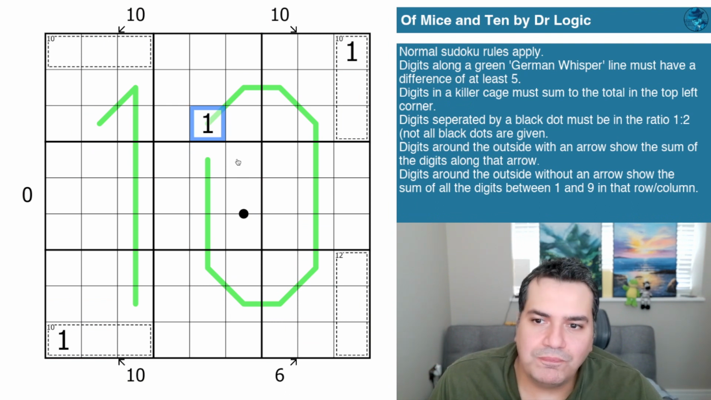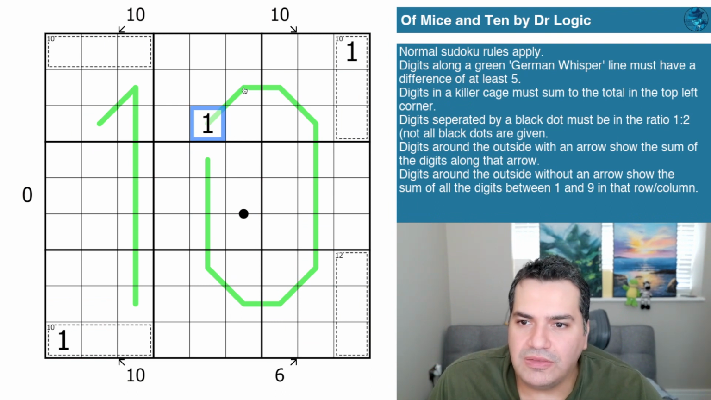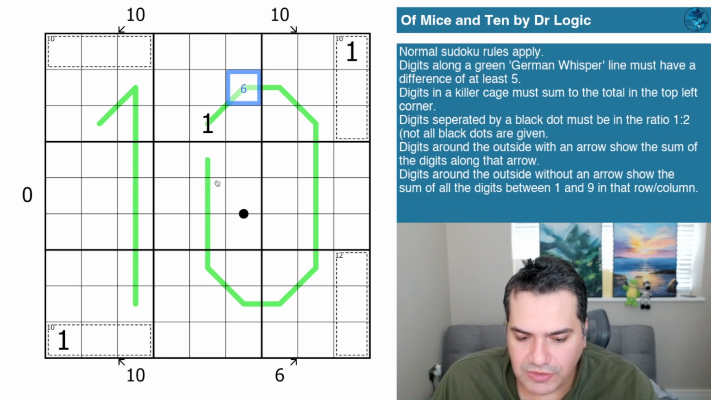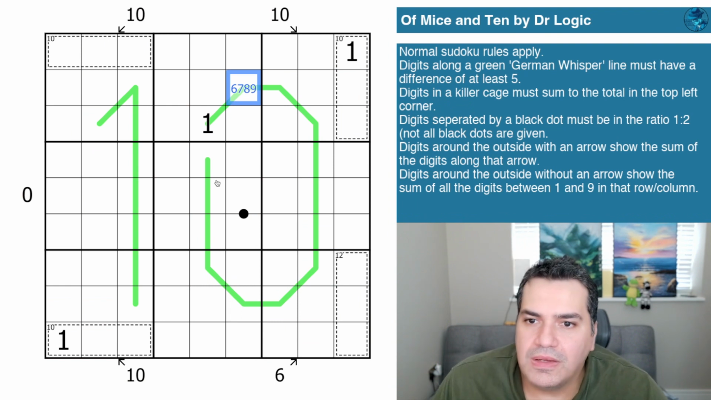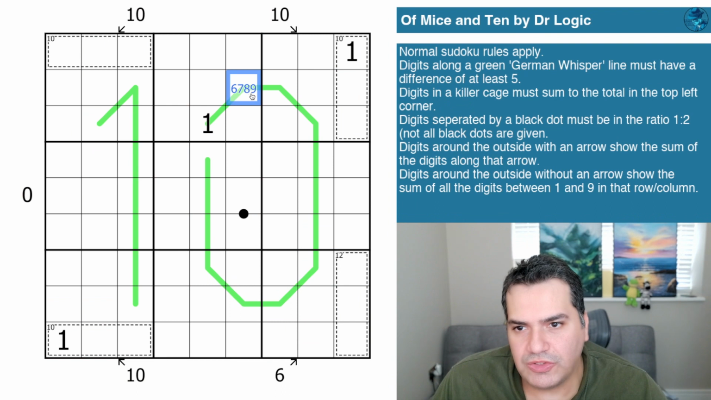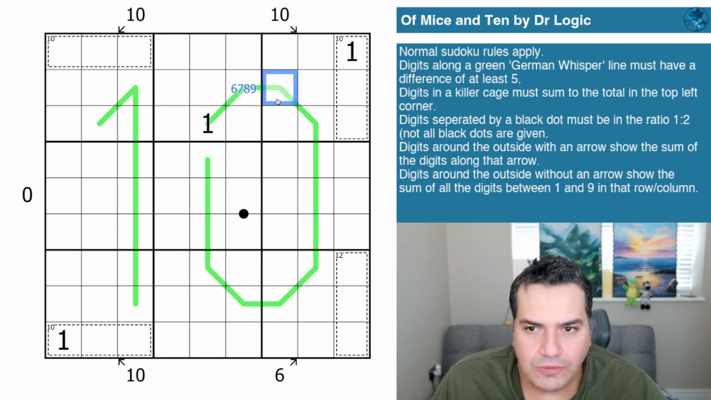This is a 1, already placed for us. A difference of 5 next on the line means it has to be 6 or higher. And then you end up with this oscillation. Let's say it was a 7, which would mean this would have to be 1 or 2 to be 5 or more away. Clearly it can't be a 1 because it's already placed, and therefore that's why it can't be a 6.